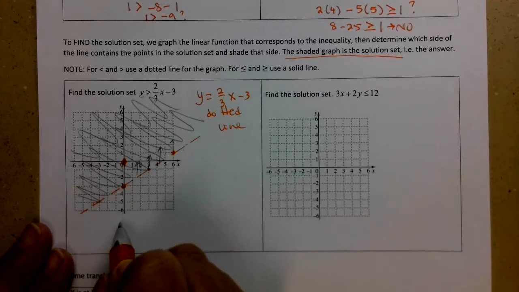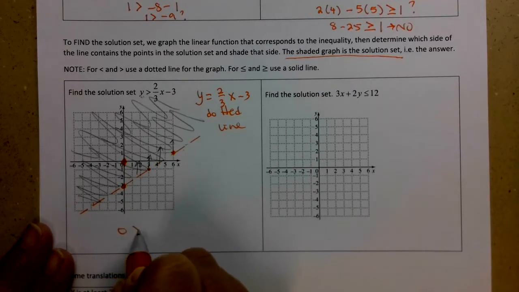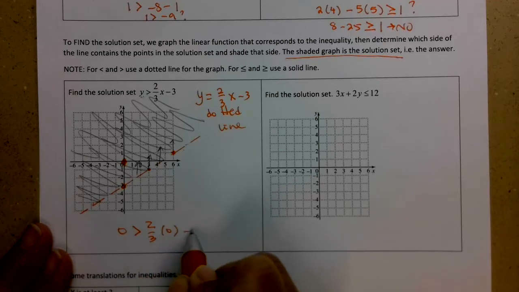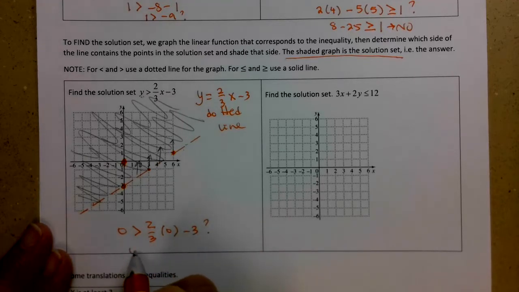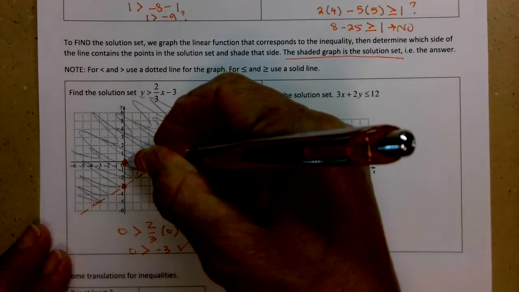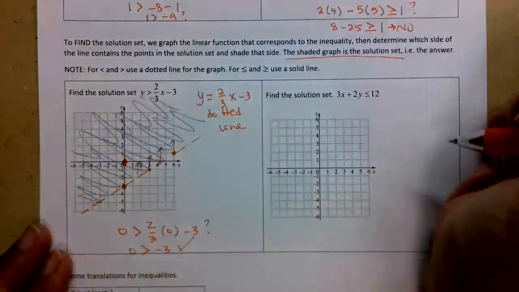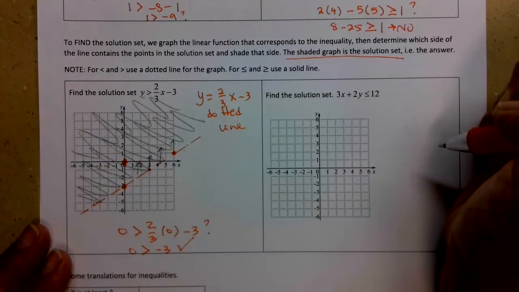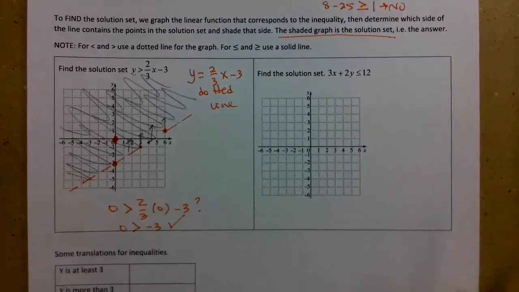So let's just see. So 0, 0 is y, 0, greater than 2/3 times x, 0, minus 3. So is 0 greater than -3? It is. So since the origin is in the solution set, all of the points on that side are in the solution set. Okay, let's do the next one.